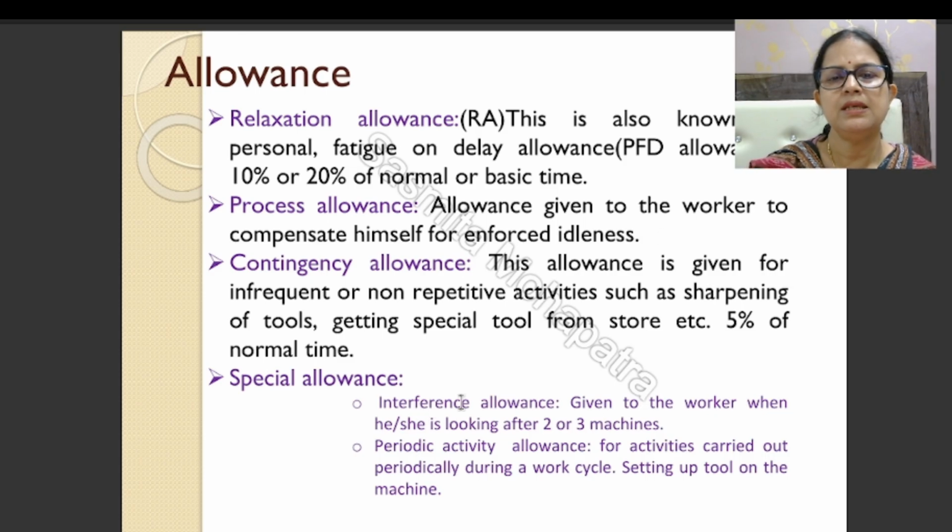Special allowances, like interference allowance and periodic activity allowance, are some of the allowances given to the workers to make them more effective so that they will not be idle, fatigued or tired, and it will give some relaxation to the workers.